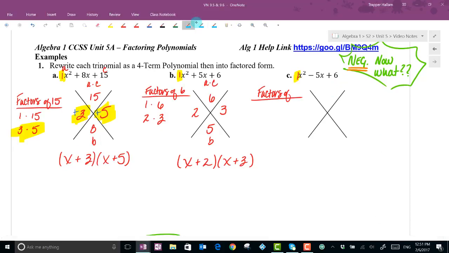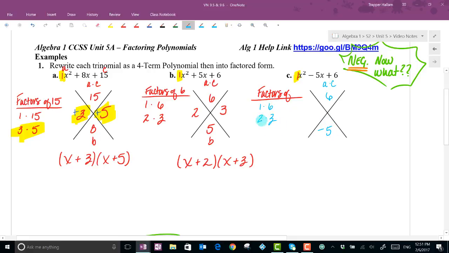Let me grab my right color. We're going to put on the top a times c, which is 1 times 6, or 6. And this time we have to sum to a negative number. That's okay. The process is still the same. So what are the factors then of 6? Well, again, easy set, 1 and 6, 2 and 3. But when we do this one, our goal is to get some combination of these to be negative 5.